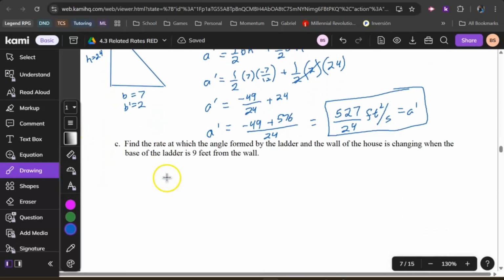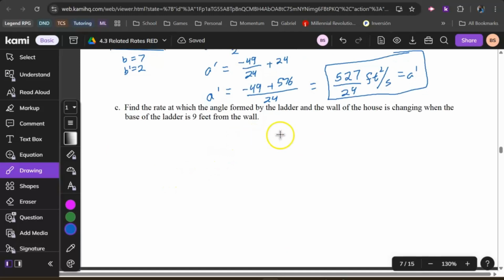All right. Now we're going to find the rate at which the angle formed by the ladder and the wall of the house is changing. So for the angle we're going to have to add something different, when the base of the ladder is 9. If this is now our B, we've changed things, so we cannot use anything that was not given to us in the original problem. The ladder is still 25, but now B is going to be 9, and we know that B prime is still going to be 2. But all this information over here we can't use. We may not need it, so let's wait.